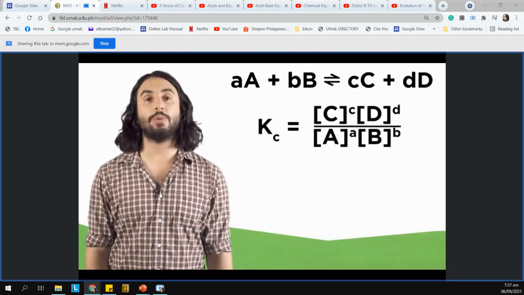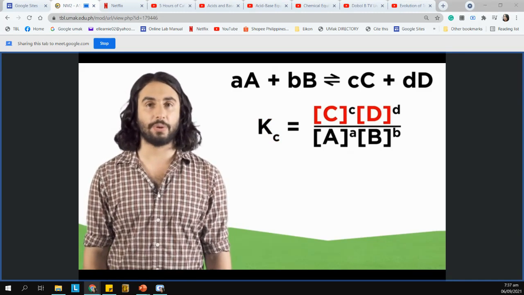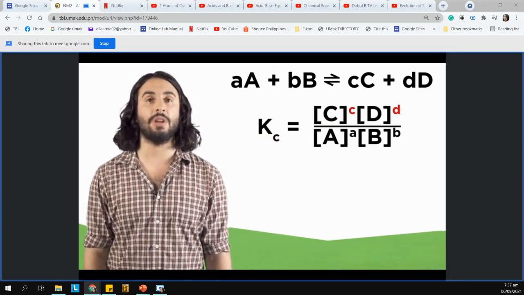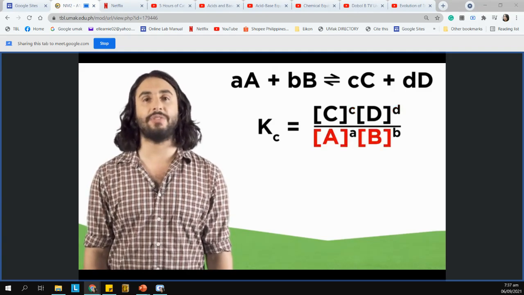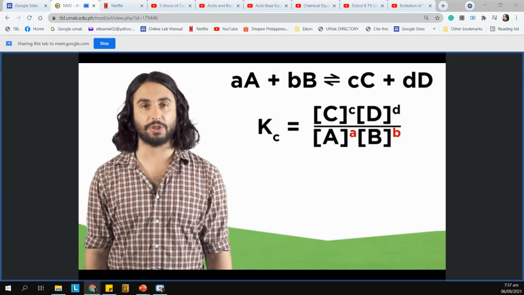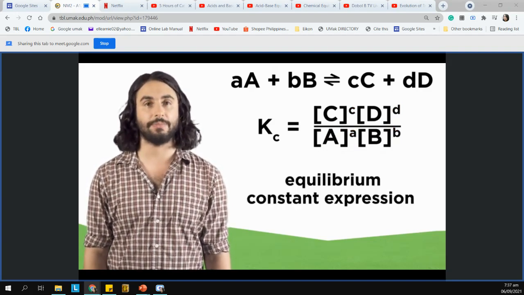Every equilibrium has an equilibrium constant, Kc. It will be given by the concentrations of the products, each raised to the power of their stoichiometric coefficients, over the concentration of the reactants, each raised to the power of their stoichiometric coefficients. This is called the equilibrium constant expression.